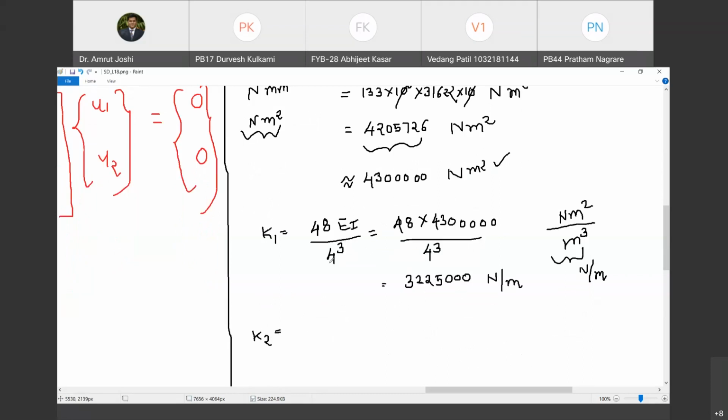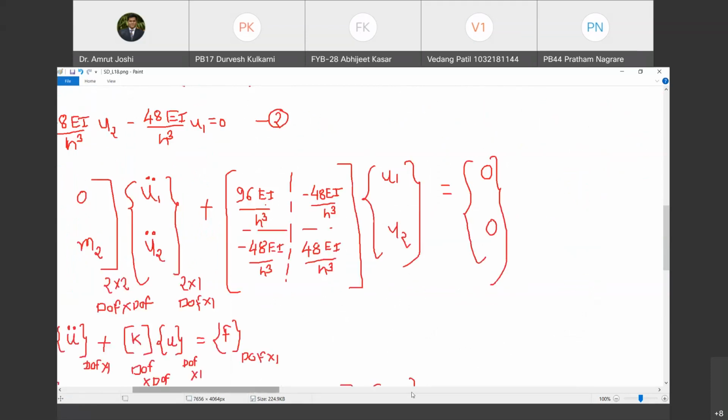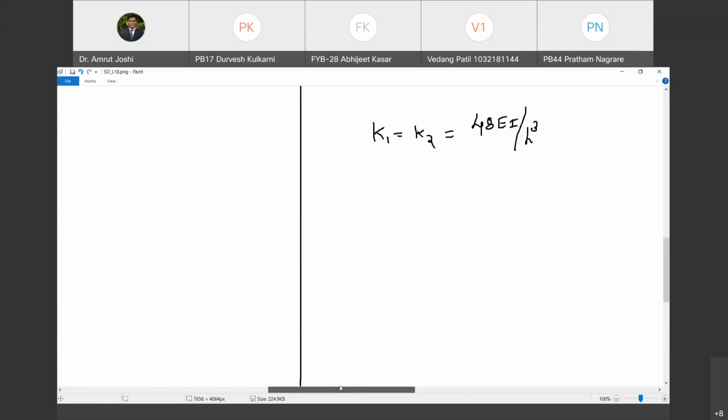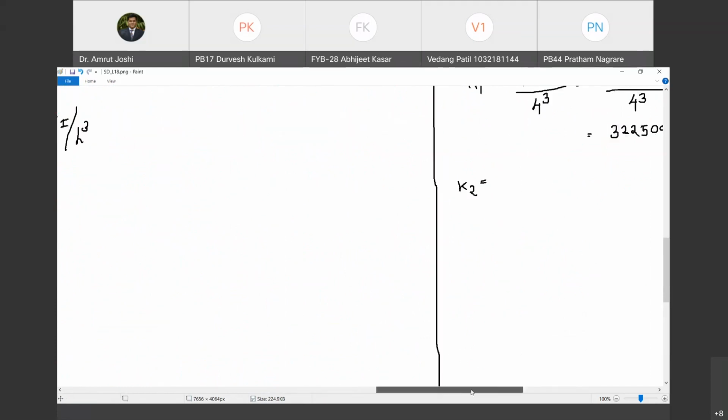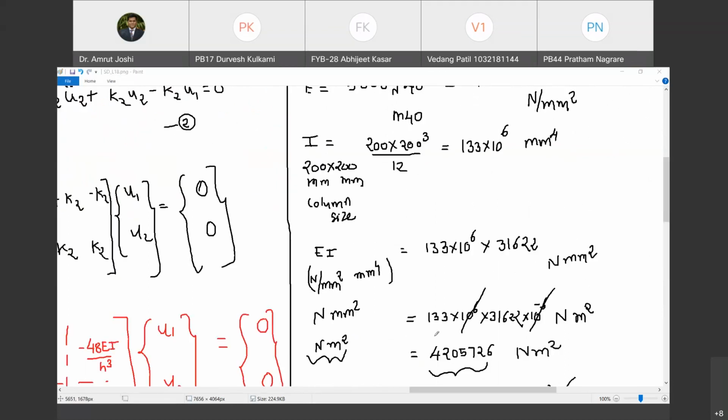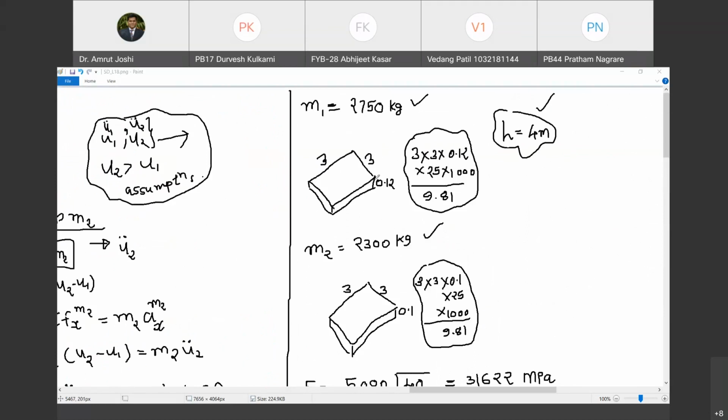K2's value was the same. Do you agree with me? Pay attention here: K1 equal to K2 equal to 48 EI upon H cube. So K2 is also equal to 3225000 Newton per meter. There is no mistake in the calculation, right? Others are also expected to do the calculations and point out if there is a mistake. So K1 is equal to this, K2 is equal to this. We got the values of K1, K2, and M1, M2.